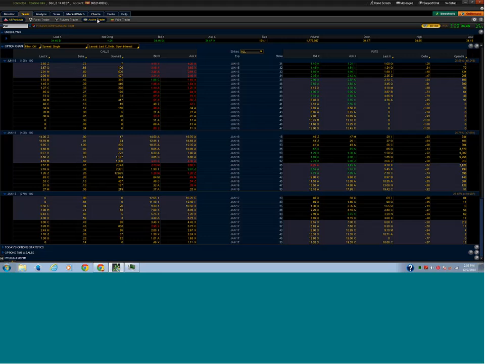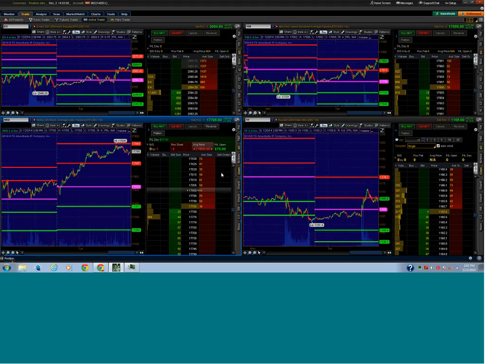Speaking of which, oh, look at that, $100 up in smoke. That sucks. Oh well, sorry, Madeline.